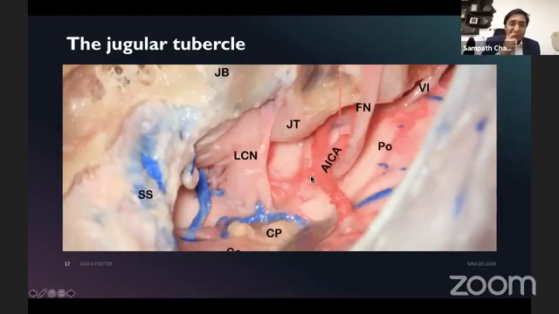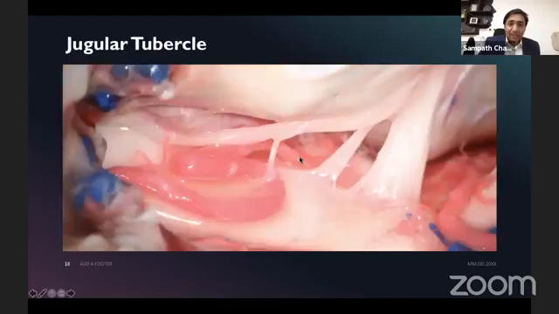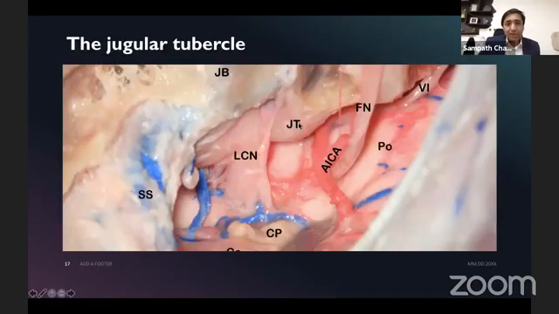Now, the jugular tubercle is again seen in a dissection, which is a translabyrinthine approach. Now, this is going to be dealt with in great detail later. We have done a translabyrinthine approach. We are seeing the CP angle from laterally. The facial nerve is here. The lower cranial nerves are here. The sigmoid sinus jugular bulb is here.